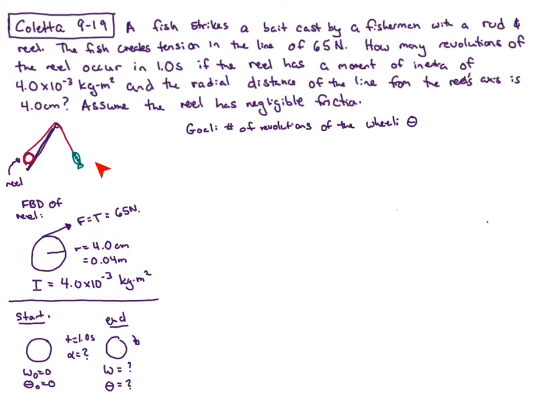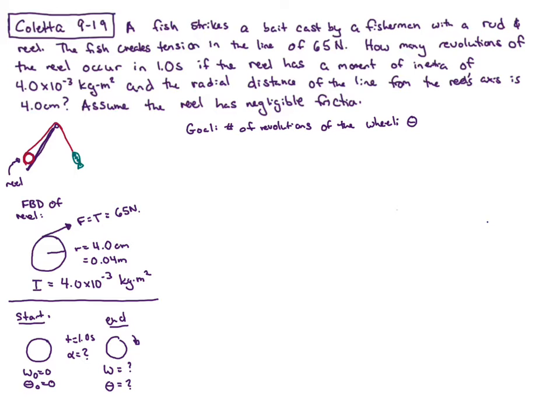I don't know too much about fishing, so I just drew a really rough sketch here where here's the reel, and that's where the fishing line is wound around, and then it's connected to the fish. So if the fish is pulling here with 65 newtons, that ends up pulling on the reel with 65 newtons, because remember, ropes only have one tension. And there's kind of like a pulley of some kind here at the top of the pole.